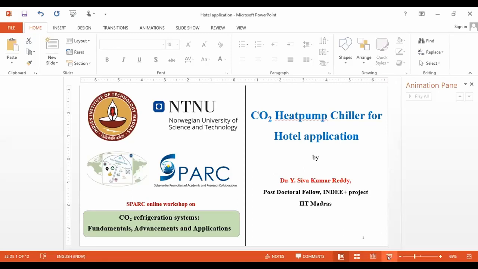Before his PhD, he worked as an HVAC engineer in Chennai for 3 years, where he worked on designing ventilation and air conditioning systems for various buildings in a thermal power plant. Currently, he is working with the Indy Plus team to model, develop, and install a CO2 heat pump chiller unit at a hotel in Chennai. So I request Dr. Siva Reddy to proceed with the presentation on the CO2 heat pump chiller for hotel application.